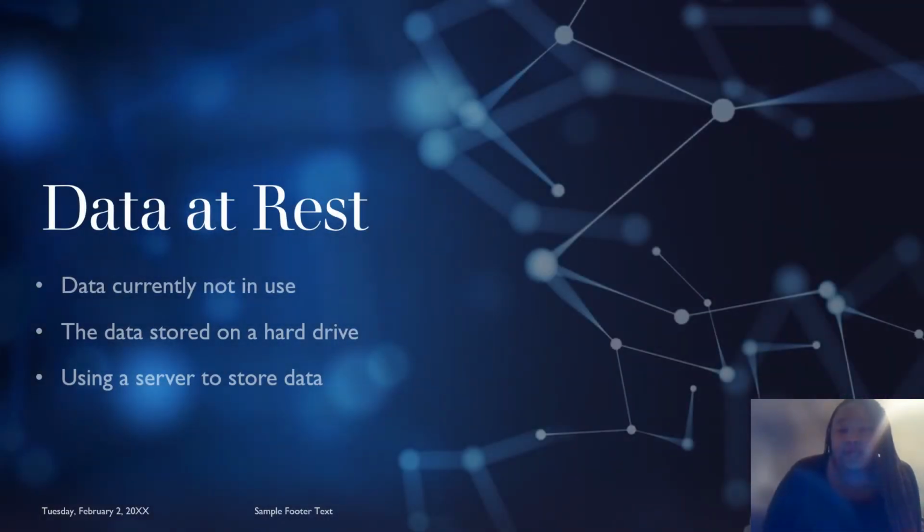For data at rest, data at rest refers to data that is not currently being used, or also the data that is stored on hard drives or network servers.